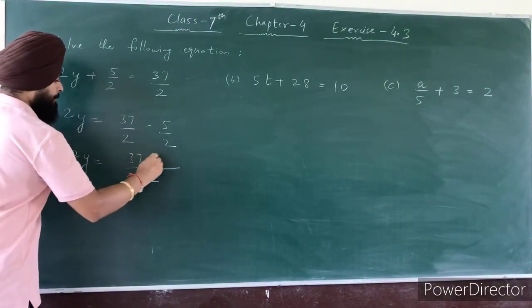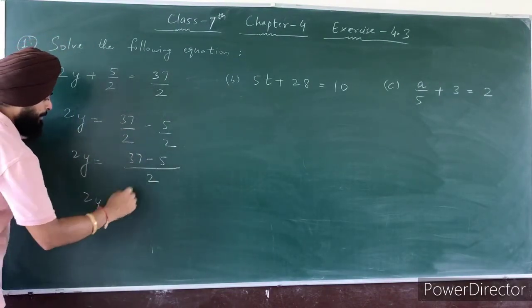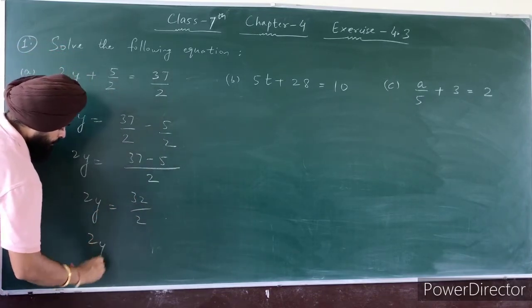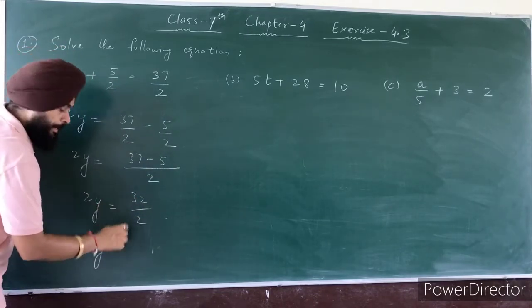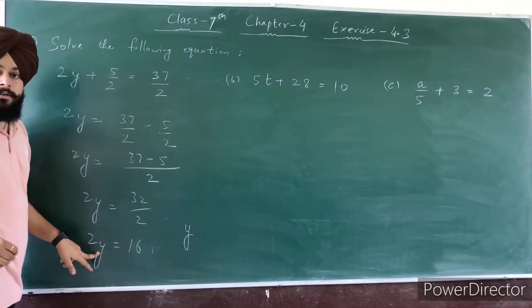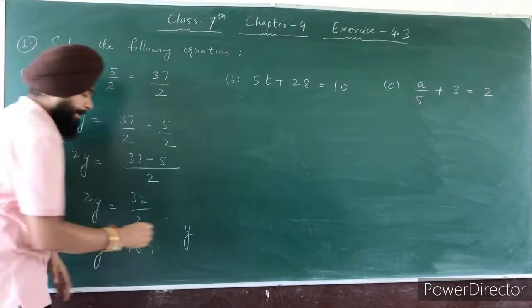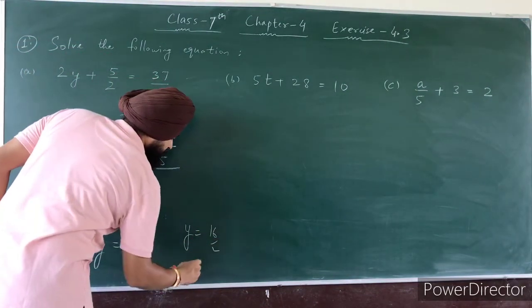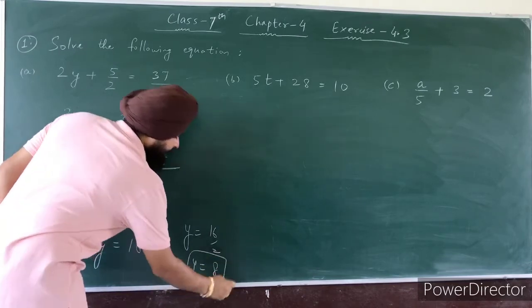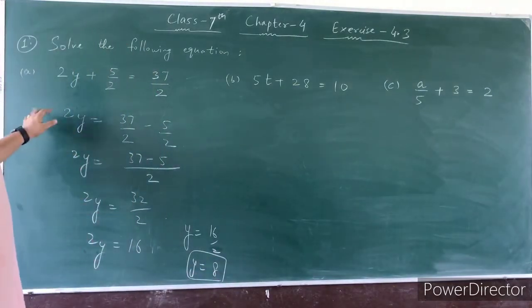Now 37 minus 5. 37 minus 5 how much? 32. 32 over 2. Now 2 how can you say 32? It is 16. And 2 is the coefficient of y here. When you take it on the right side, it becomes divided: 16 by 2. And 2 eights are 16, so 8. Therefore the value of y is here 8. So this is your first A part.